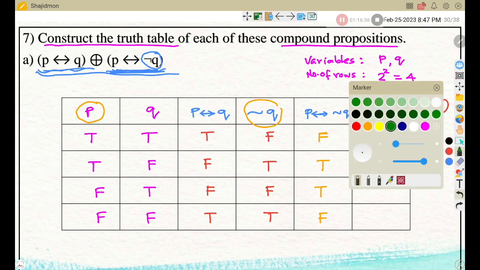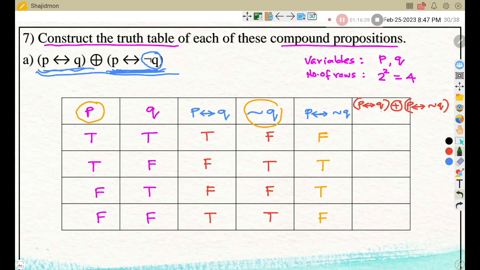Okay, now we will go to the last one: P if and only if Q, XOR operation, P if and only if negation Q. That means you need to consider this and this with the XOR operation. Okay, XOR operation. So true XOR false: one of them true is true. We studied, correct? False XOR true is true. True XOR false is true. Okay. So all are true.